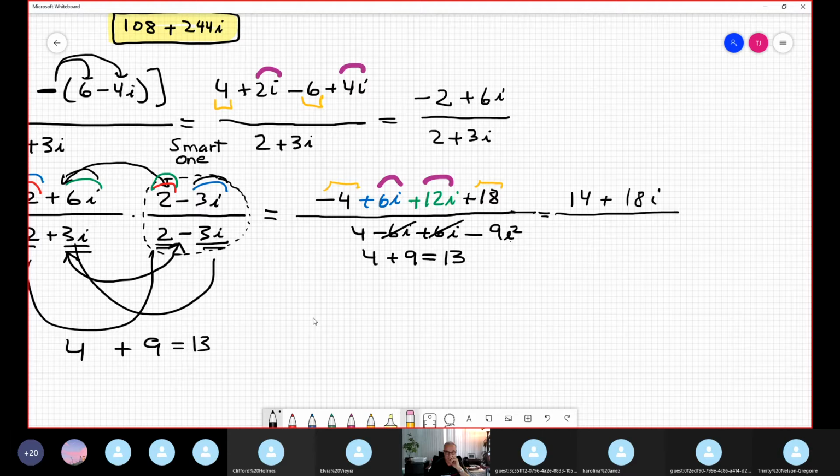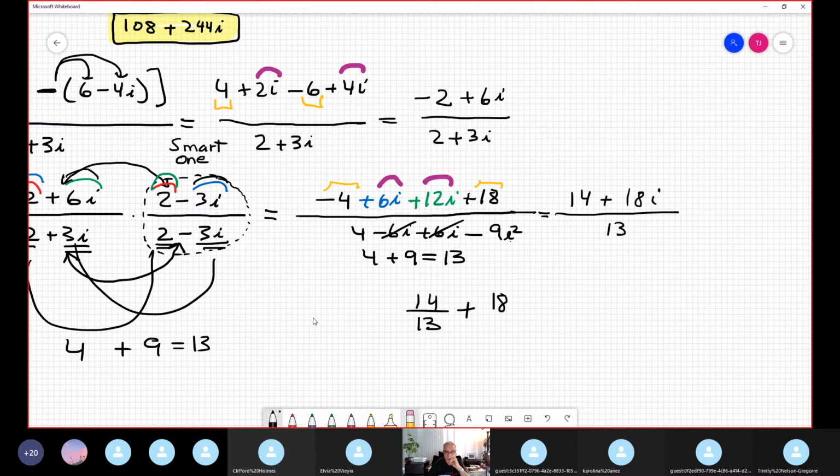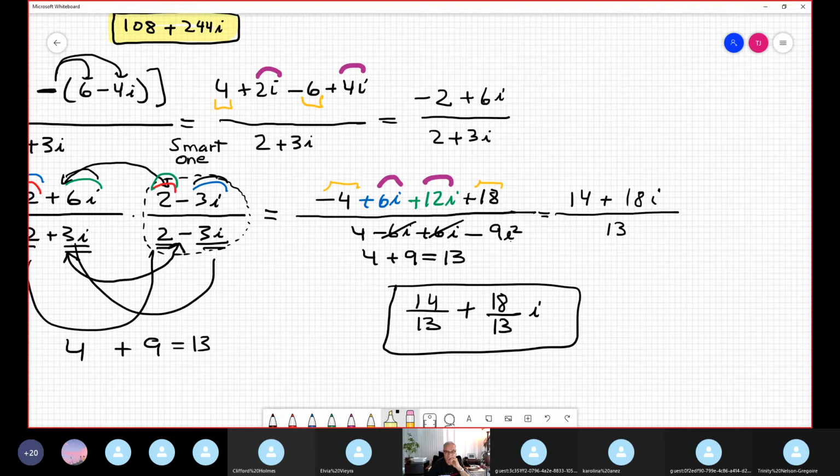And the denominator, 13, is real. You can leave it like that, but it is more elegant, this is cosmetic, to split this over the common denominator like that. 14 over 13 plus 18 over 13 i. Boom. And this is the answer.